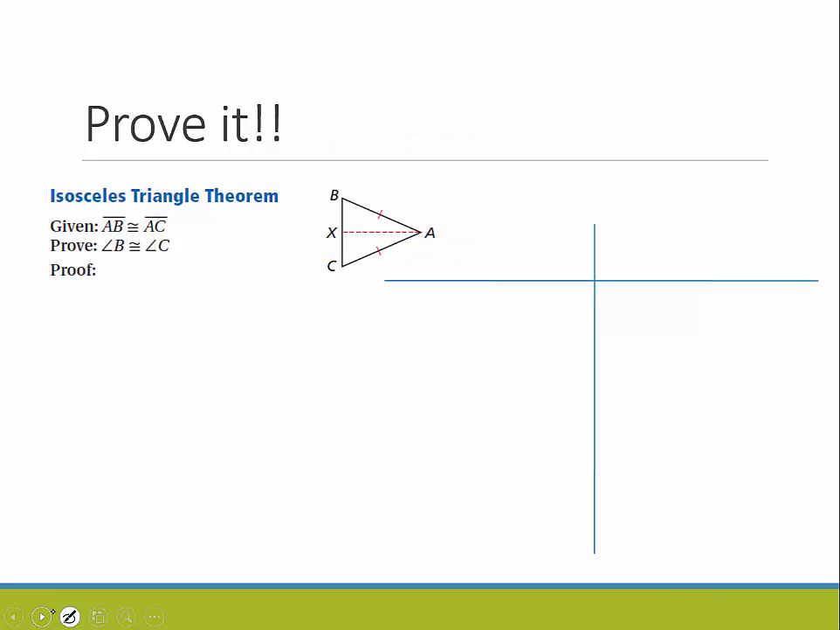So let's prove that. I'm going to tell you that AB is congruent to AC, so the two legs of this isosceles triangle are congruent. And we need to prove that B and C are congruent. So basically we're proving that theorem. So we have our statements, we have our reasons, and then this theorem's kind of weird because it just draws that random line in there. So we're allowed to do that and call X the midpoint of BC.